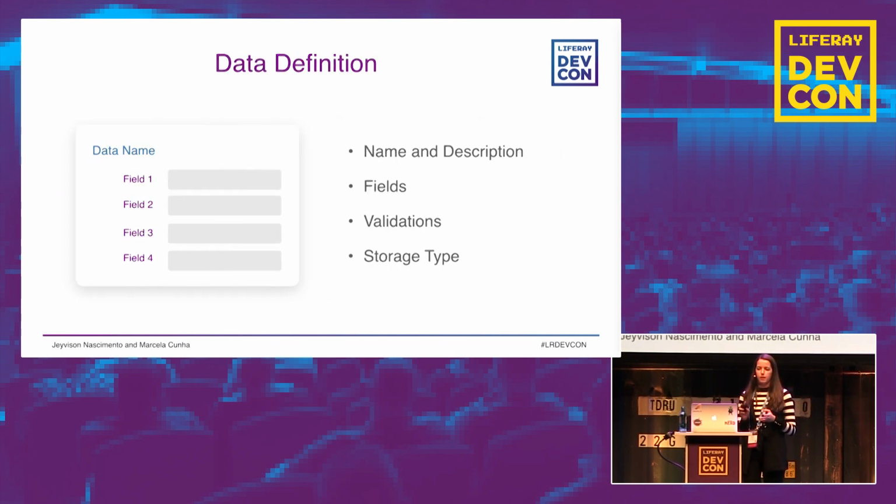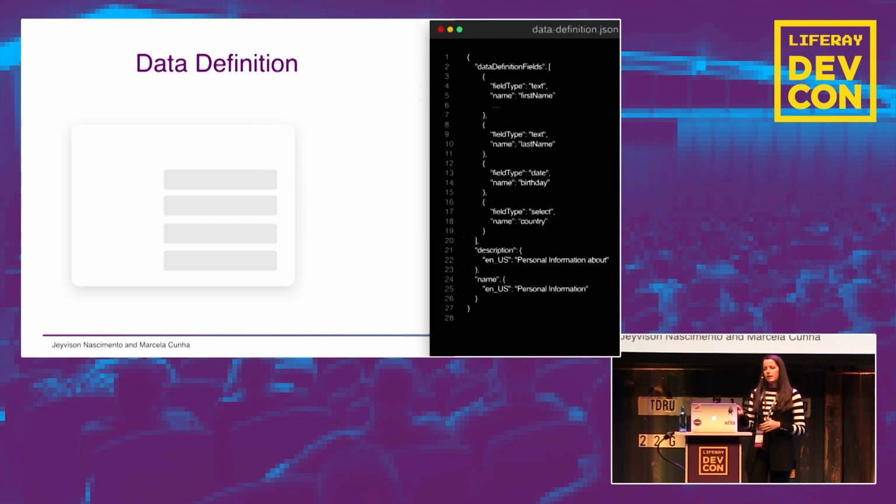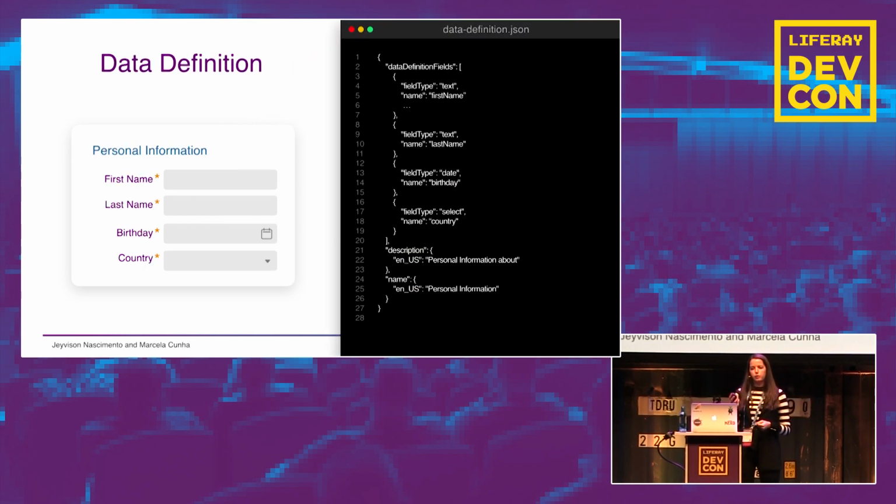The first step of building our application using Data Engine is to create our data definition. Our data definition is where you set all the field types that you want for your data. Besides that, we have other properties like name, description, and validation. You can set a field as required, and you can set the storage type of your future records from that data. In our example, we use personal information.